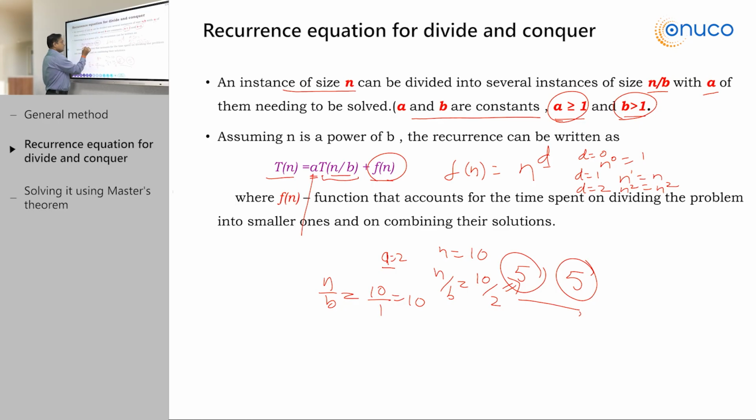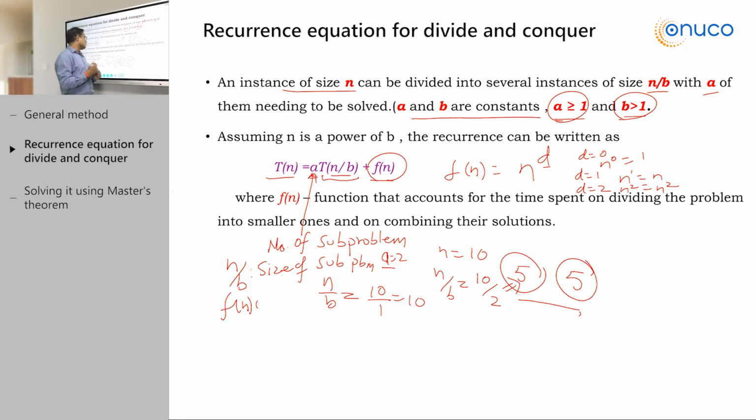A is the number of sub-problems, n by b is the size of each sub-problem, right? And f of n is the time taken to divide and merge the solutions, right? That is why the f of n function is there.